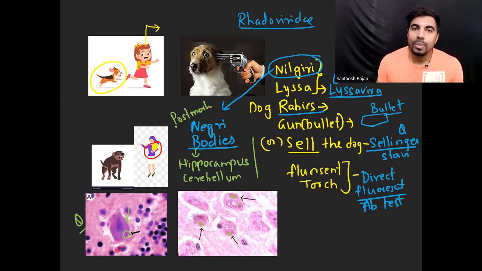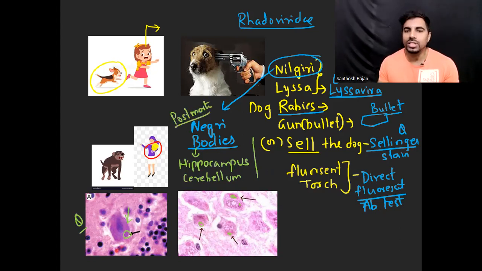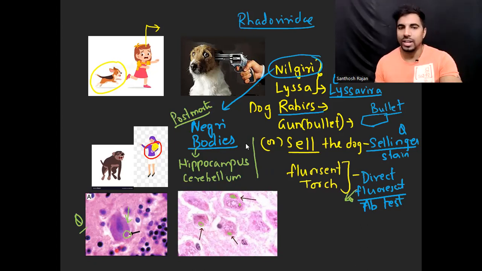But when the patient is alive, what we do is the fluorescent torch test. And for the fluorescent test, which is the best site to take the sample? That I'll come to now. So you remember this clue, right? Now let's go back.